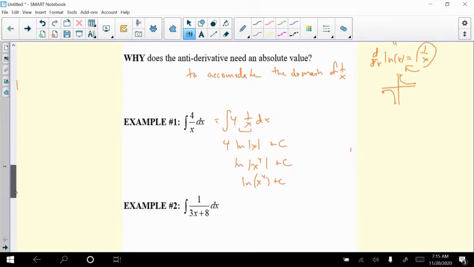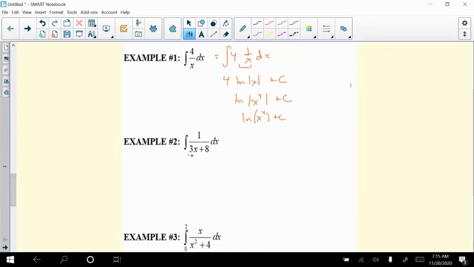Okay, but definitely watch for chain rule. So this is a reciprocal, all right? But it's still not just an x. So I'm still going to use a u substitution. Let's let u equal 3x plus 8. Its derivative is 3 dx. And so we are off by a factor of 1/3.